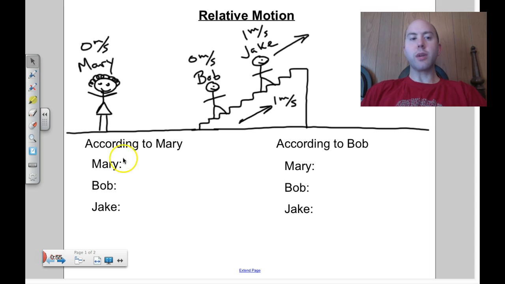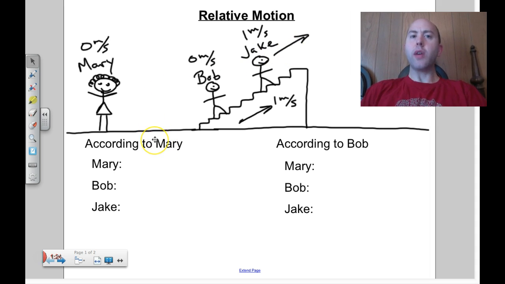So what we're going to do is look at how different people view motion with these three individuals. We have Mary, who's off to the side. We have Bob, who's standing on an escalator to nowhere. And we have Jake from State Farm on the escalator. The escalator is moving to the right 1 meter per second. Bob's just standing on the escalator, and Jake is walking up the escalator 1 meter per second. So let's look at Mary.